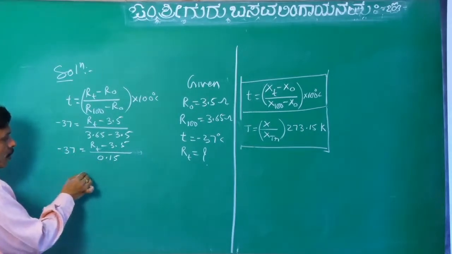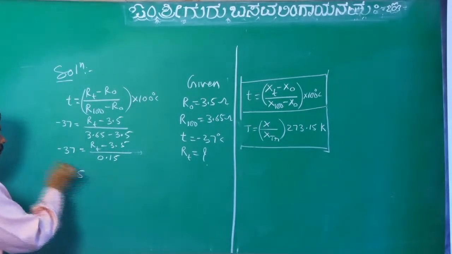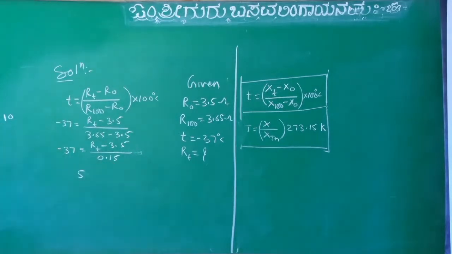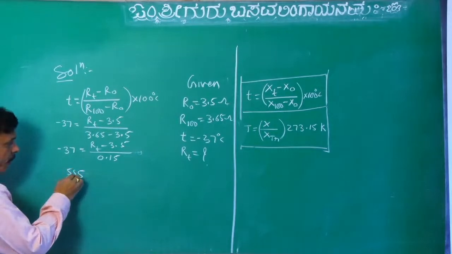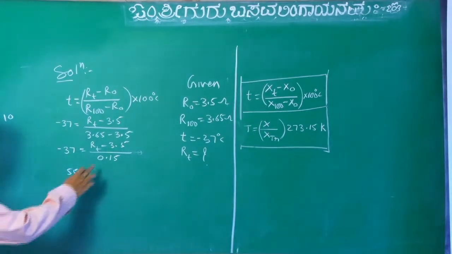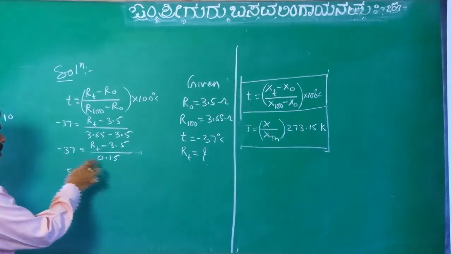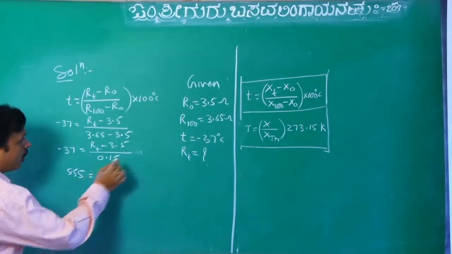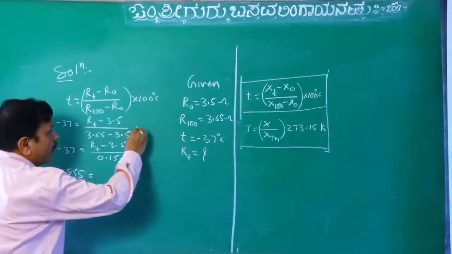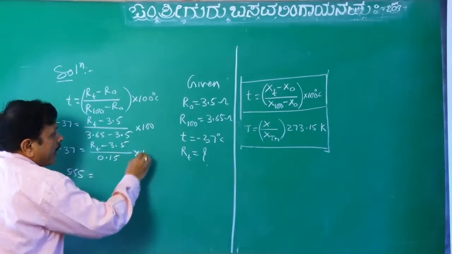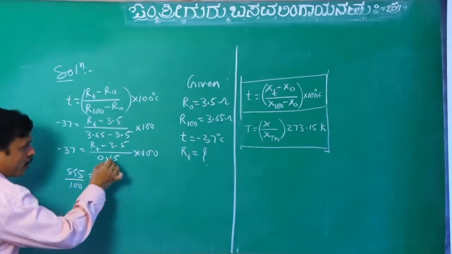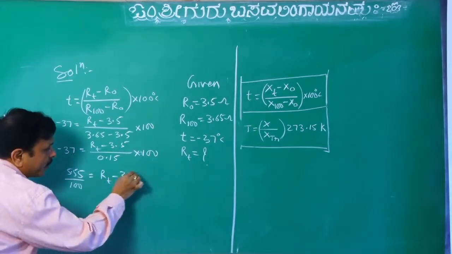Now we multiply the two: 15 times 37 is 555. So this will become 5.55 equal to, excuse me, the 100 should be there, I forgot that, so this will be divided by 100, equal to RT minus 3.5.